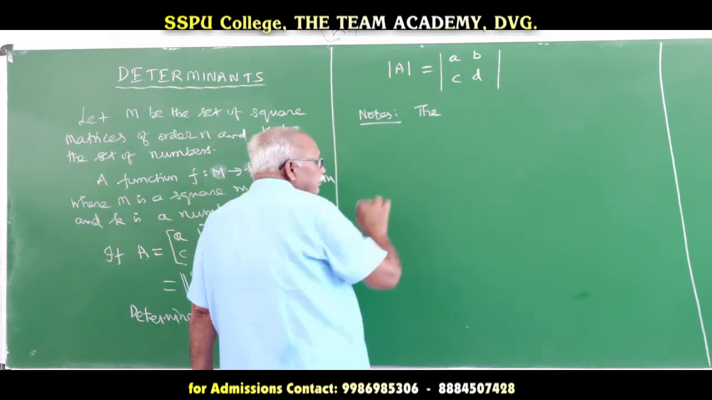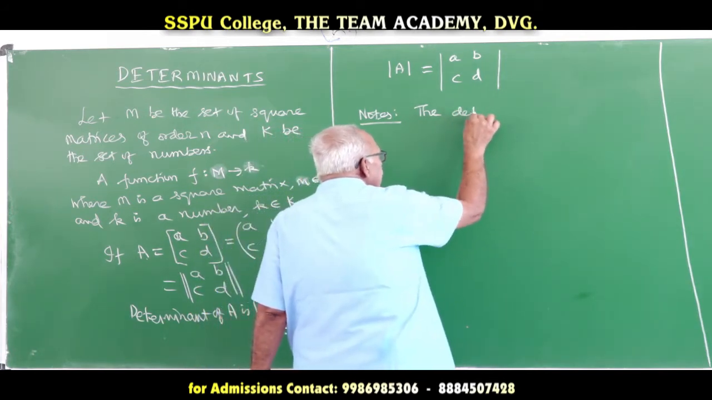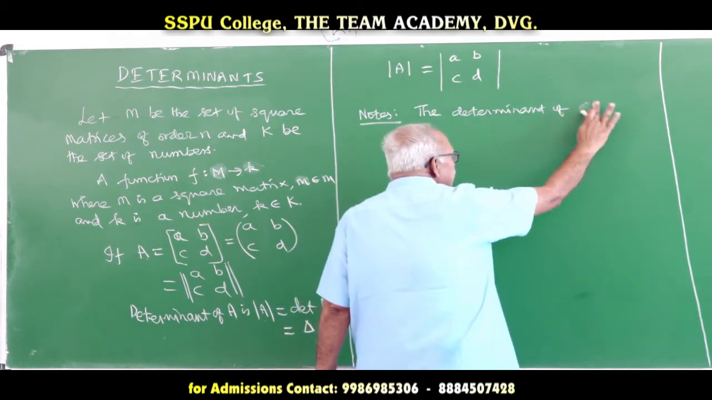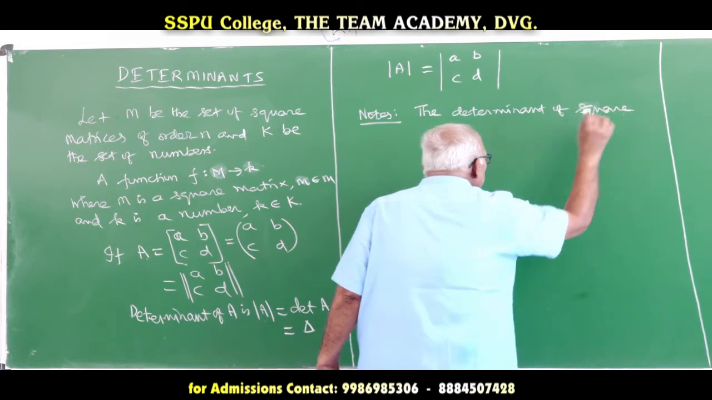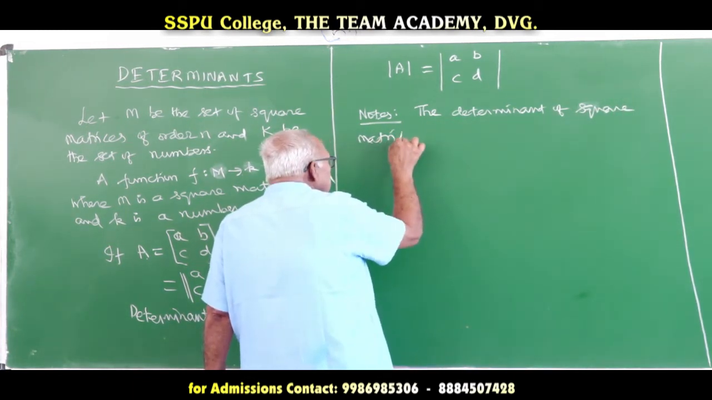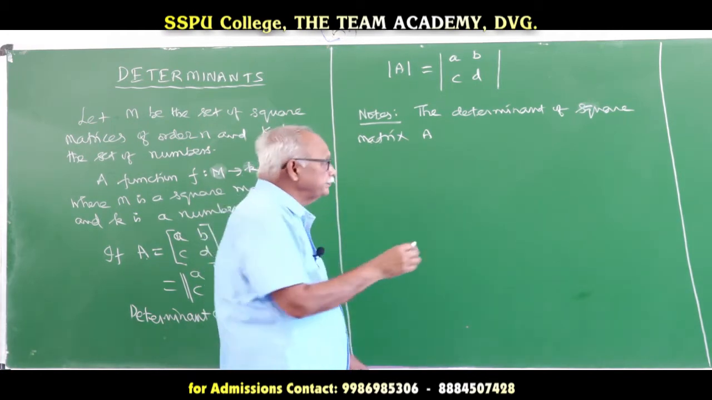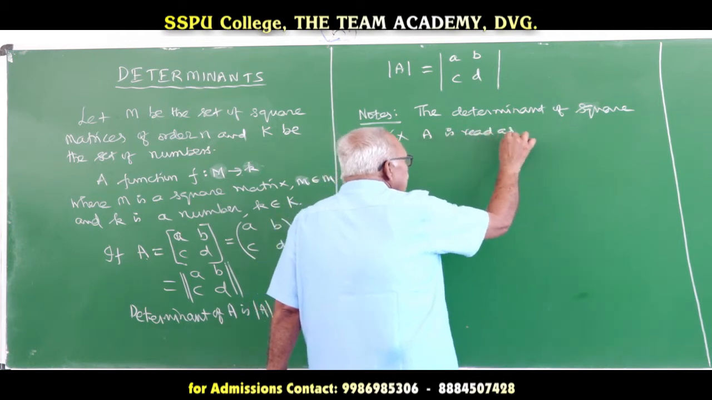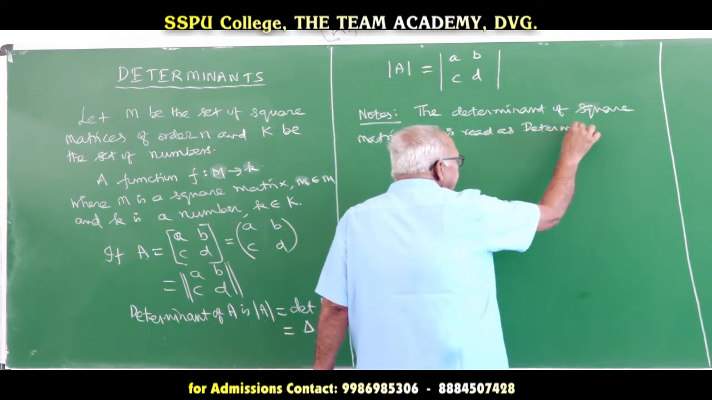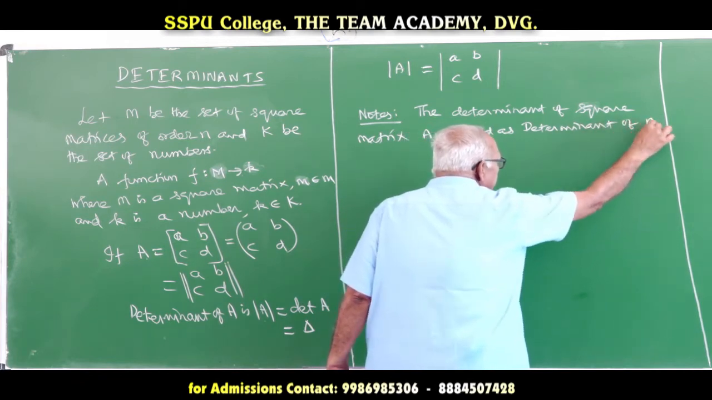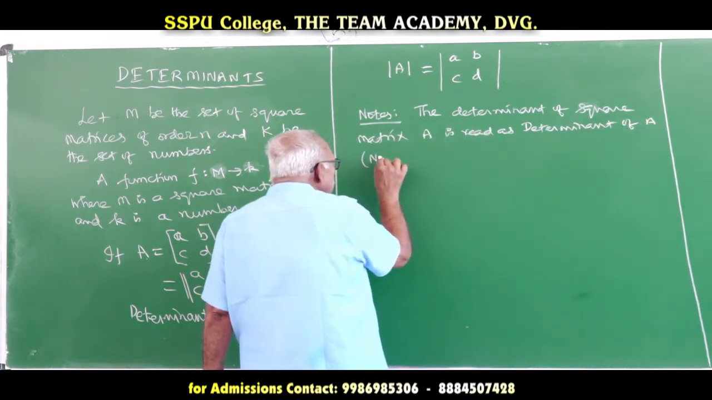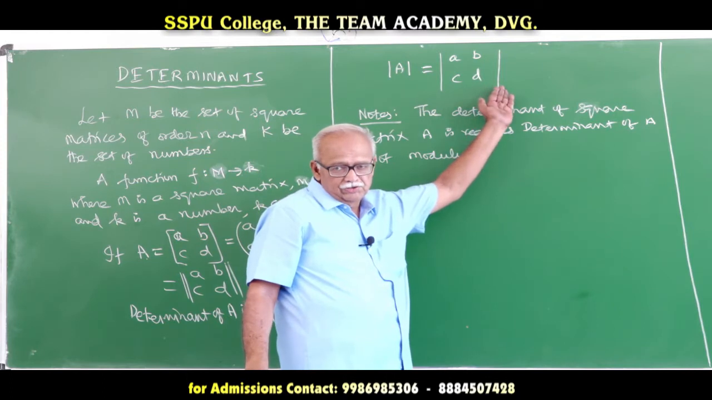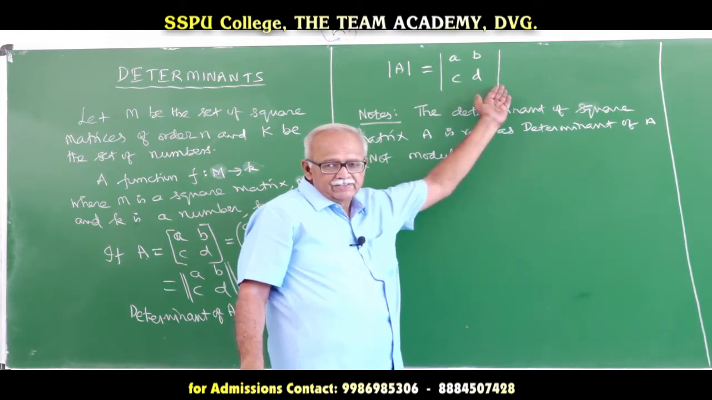The determinant of a square matrix A is read as determinant of A, not modulus of A. This symbol is used for modulus also, but we should not read that as modulus.